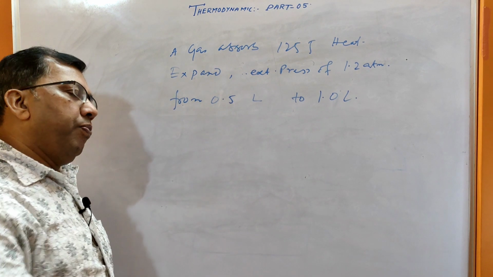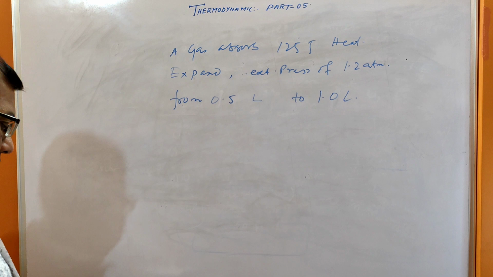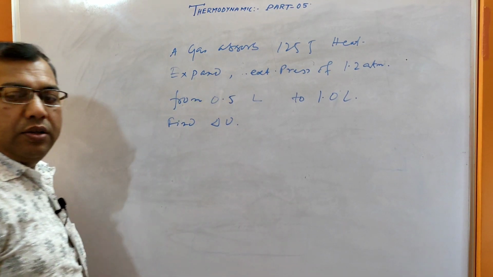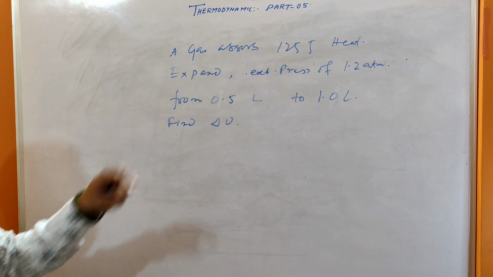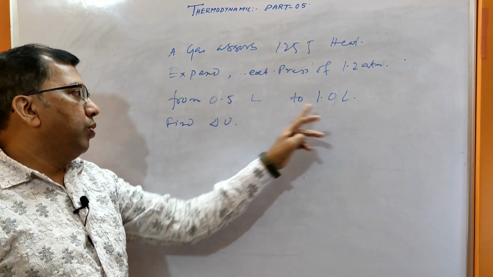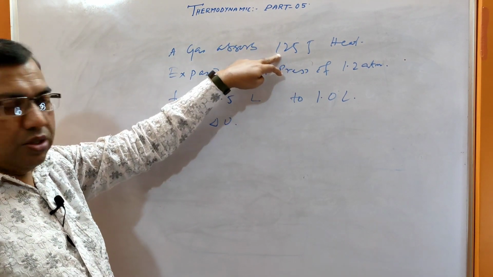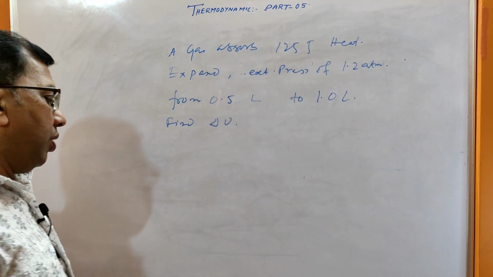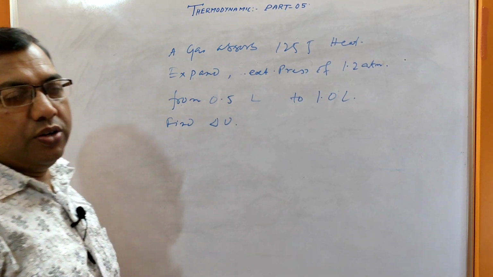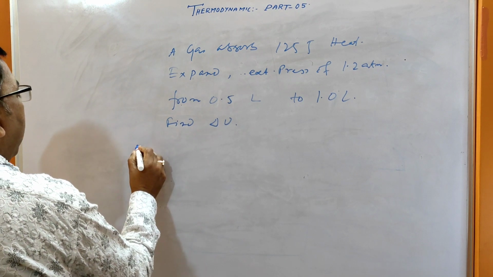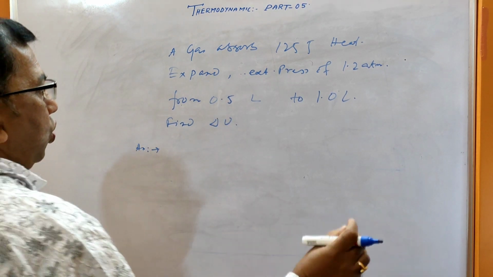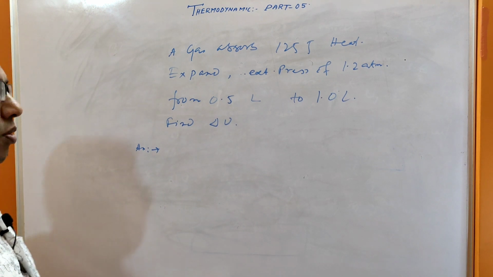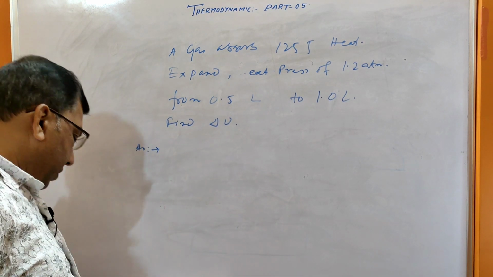In that case, find the internal energy, delta U. How to find it? The initial volume and final volume, V2 minus V1, are given, the absorbed heat is also given, and the external pressure is 1.2 atmosphere. So what formula will you apply here? Pause the video, write it, and tell me the answer.